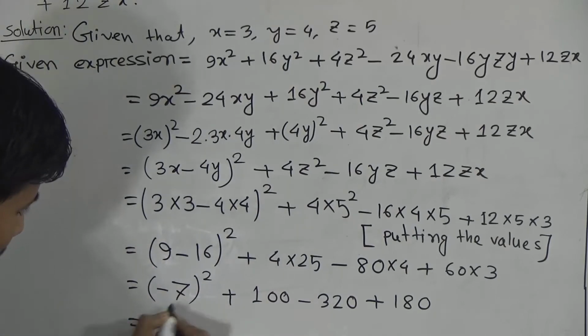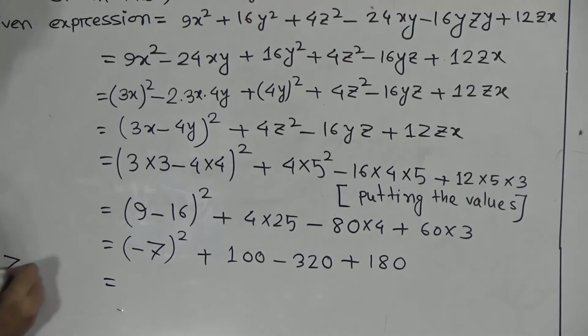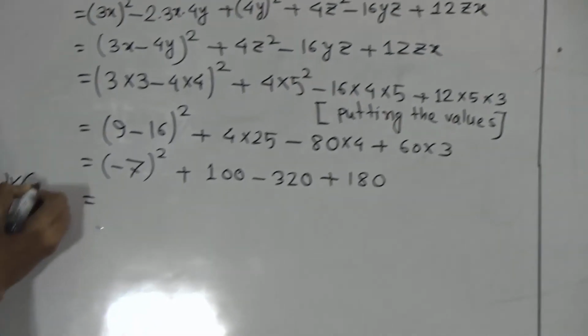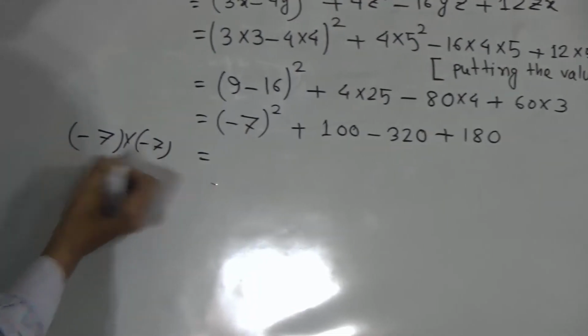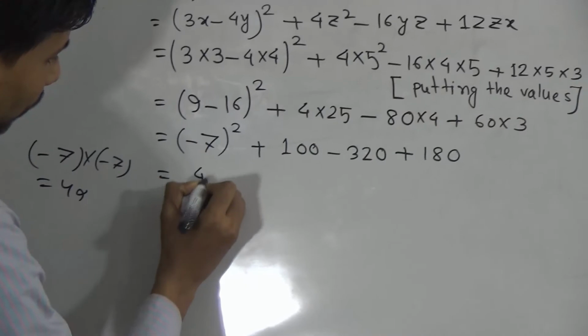Now minus 7 whole square means what? Minus 7 into minus 7. That means minus 7 into minus 7. This is equal to what? Minus times minus is plus, then 49. Okay. Now put here 49.